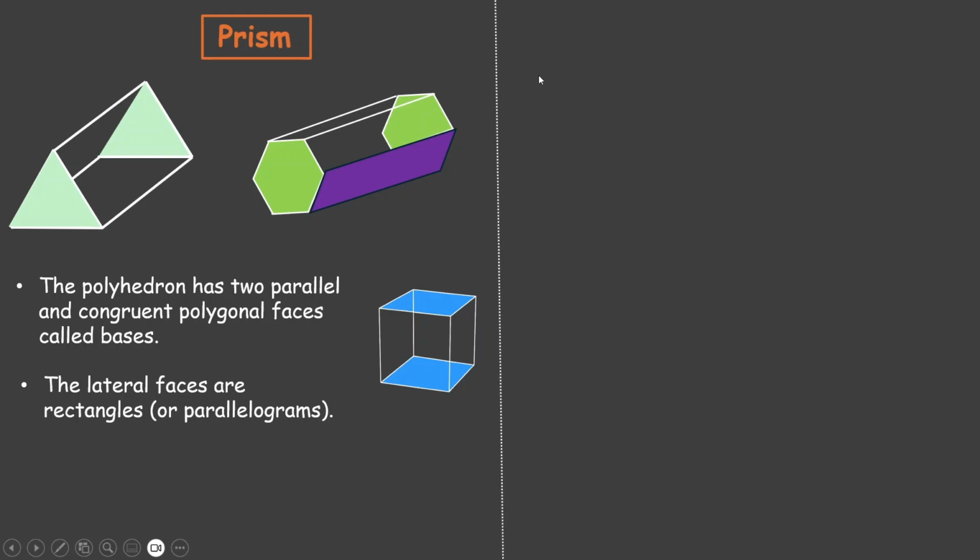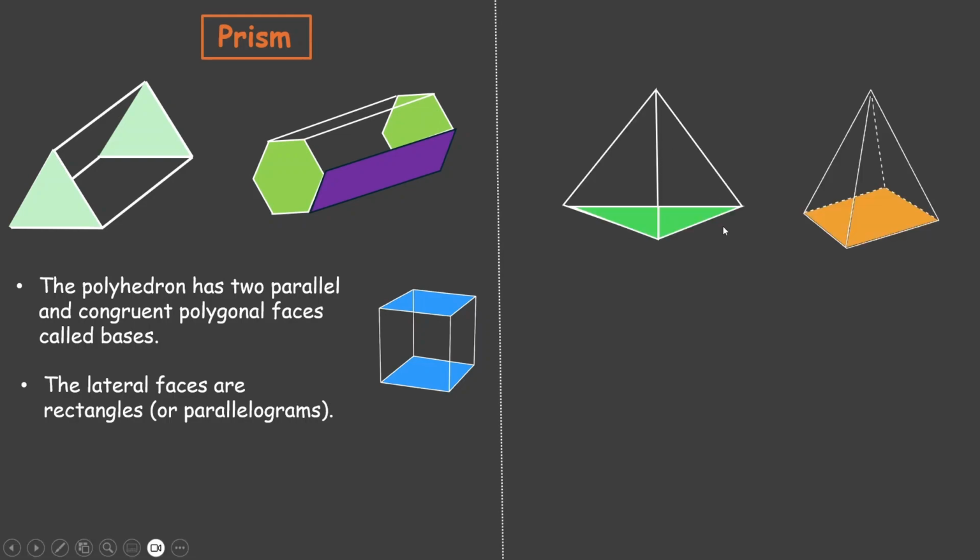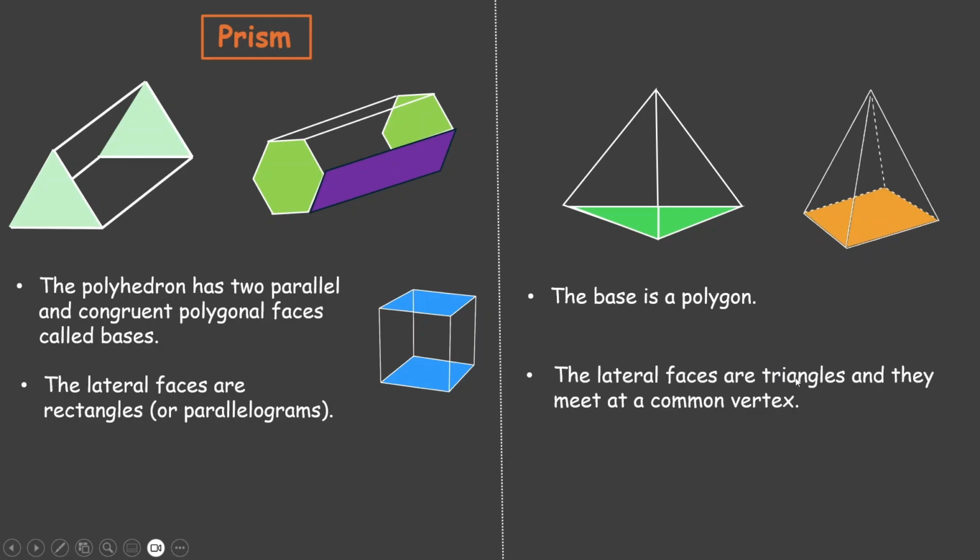Then we have another category where the base is a polygon. For example, in this case, the base is a triangle, there the base is a rectangle. And the lateral faces are triangles and they meet at a common vertex. The lateral face here is a triangle, this one is a triangle, this one is a triangle, and they're meeting at a common vertex. These are called pyramids. We have seen the shapes of pyramids, right? They have an apex at the top, a common vertex, right?